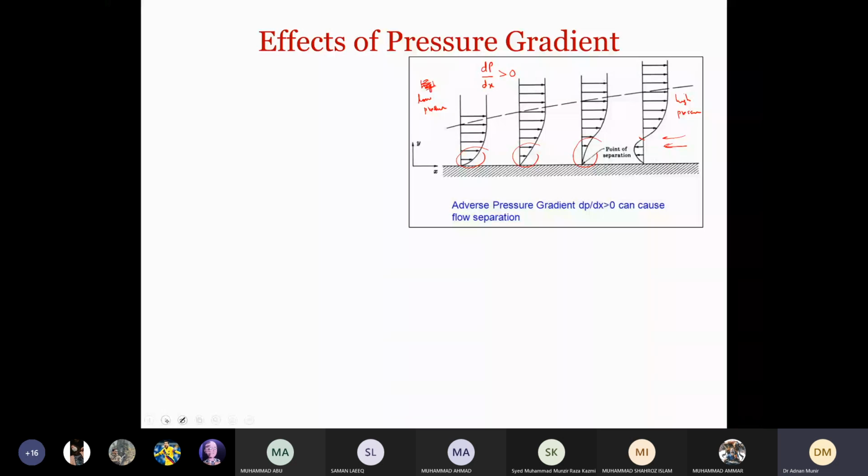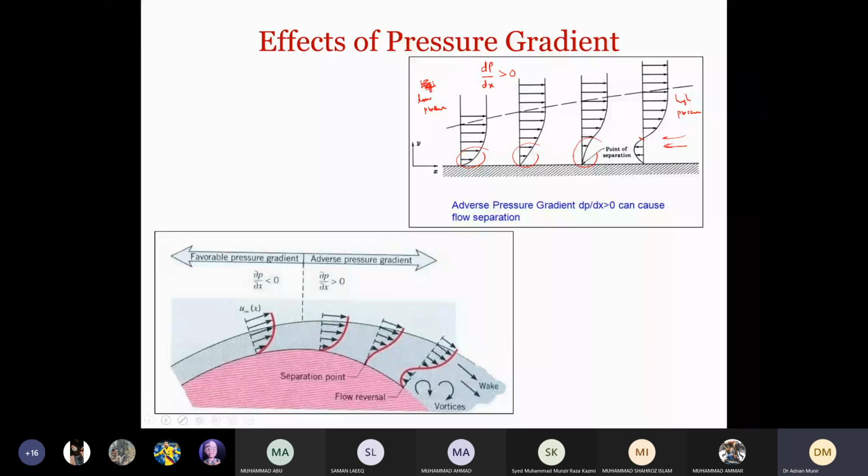Now this flow separation can take place on a flat plate. Flow separation also takes place in the case of a circular cylinder. Here we have a circular cylinder like this, and the incoming flow is coming in this direction. Only part of this cylinder is shown over here, this top part.